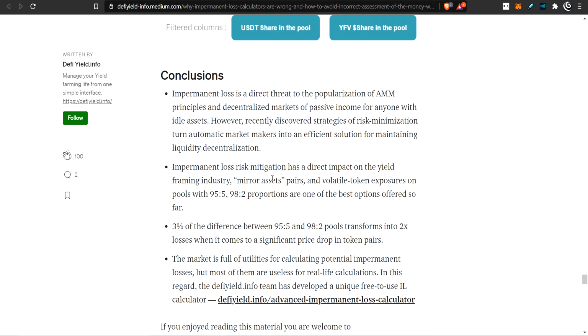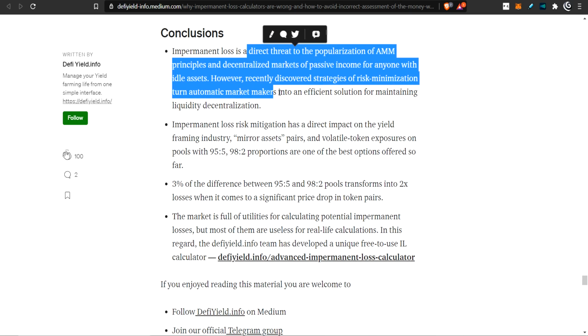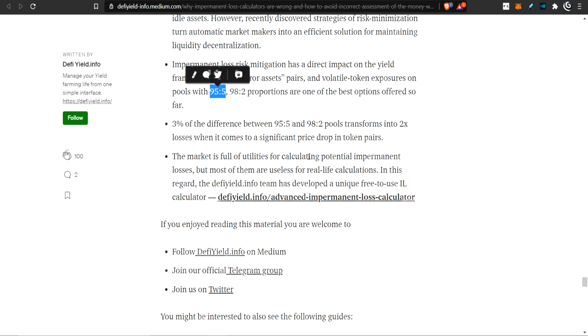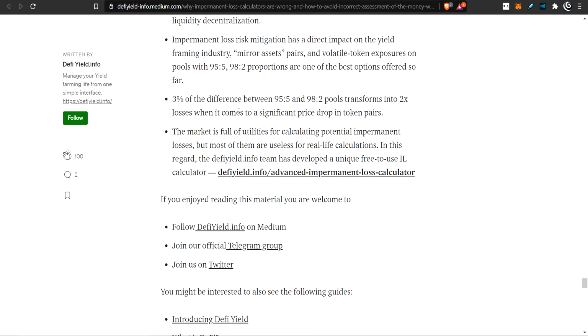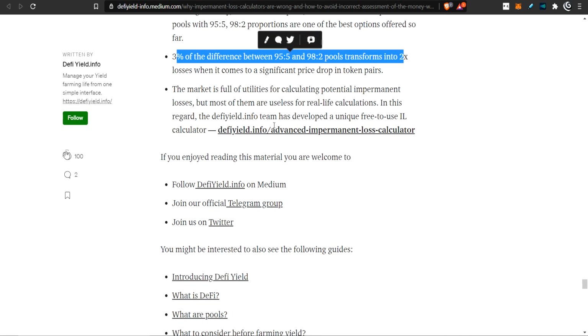Now let's go through the conclusions one more time just to make sure we have a good idea. First thing is talk about impermanent loss, which he did in the start of the article. Then he talks about how mirror assets are pretty safe against impermanent loss. However, if you're not going to use mirror assets, these are proportionally better. This is twice as good as this, and this is a whole lot better than 50-50. And then he talks about how the 3% difference is 2 times the loss, which I explained. And then you can come here and try this calculator out for free.